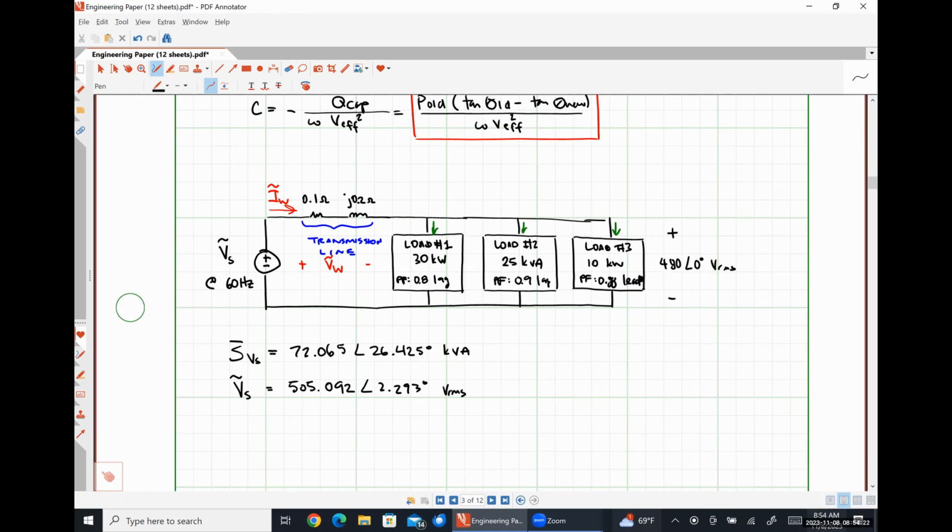So what I want us to find is the capacitance needed to increase our power factor of the voltage source to 0.95 lagging.